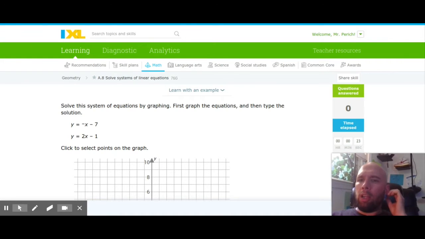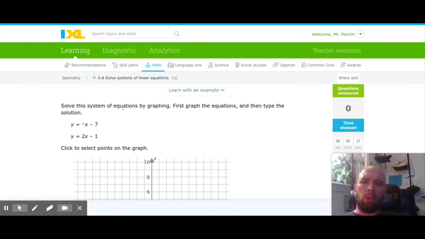Specifically systems of equations on IXL. Look at this problem right here. Solve the systems of equations by graphing. First graph the equations, then type the solution.